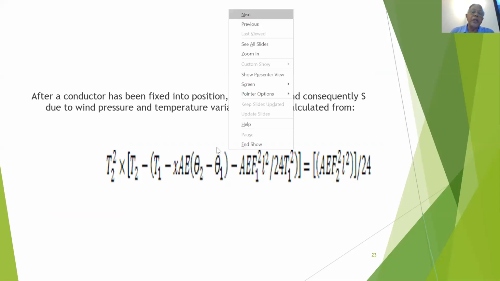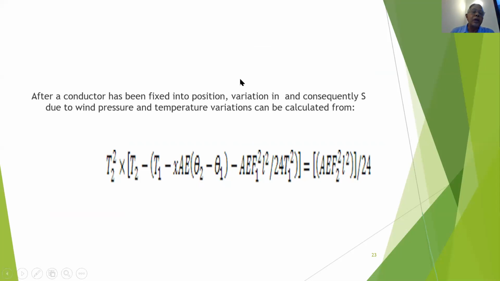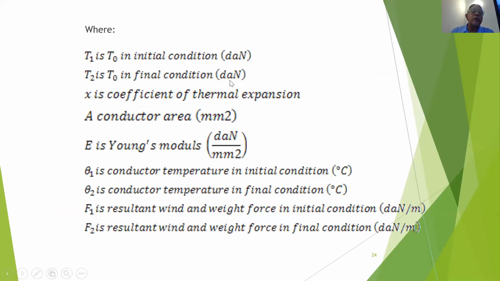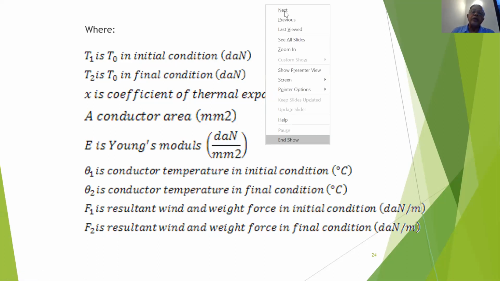Here T1 is T0 in initial conditions, T2 is T0 in final conditions, alpha is the coefficient of thermal expansion, A is the conductor area, E is Young's modulus, theta 1 is the initial conductor temperature, theta 2 is the final conductor temperature, F1 is the resultant wind and weight force, and F2 is the resultant weight force in the final condition. So that is the equation.